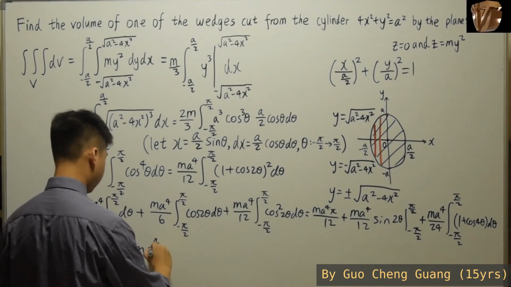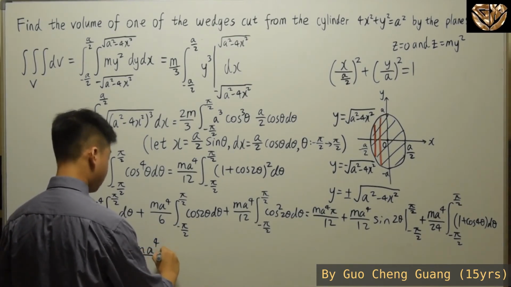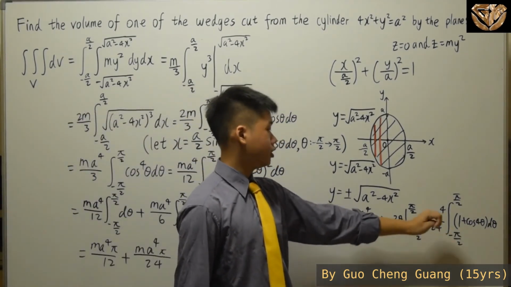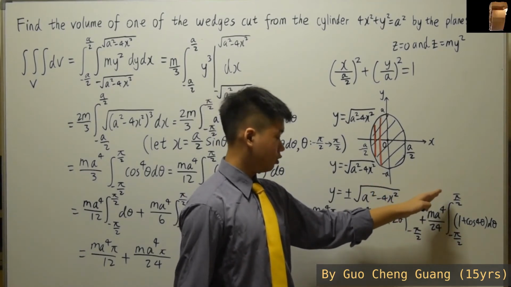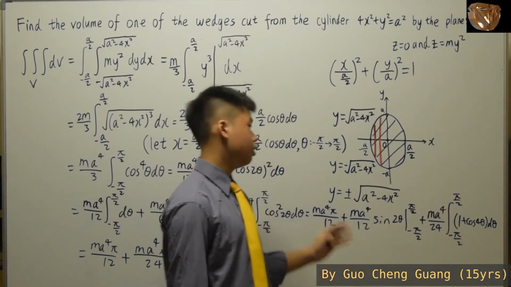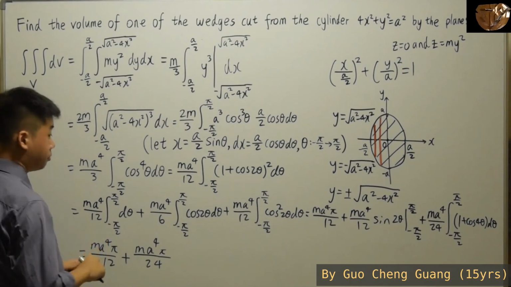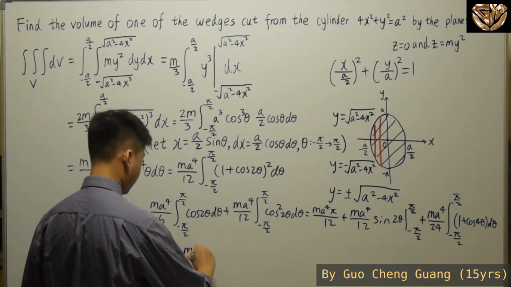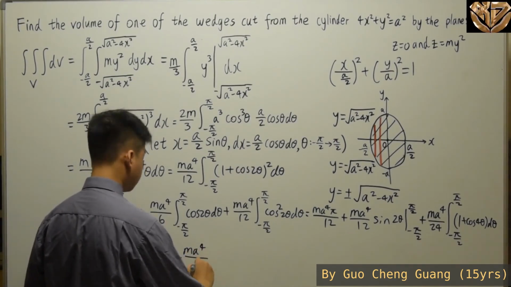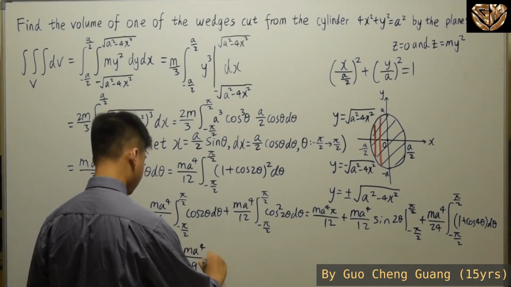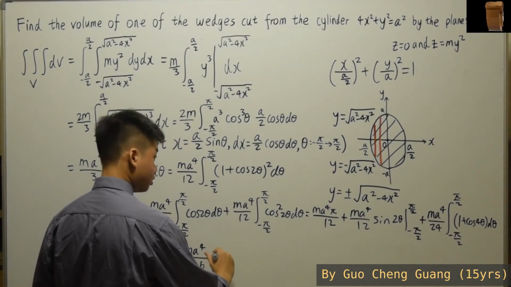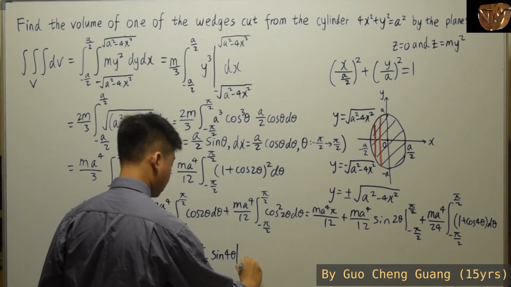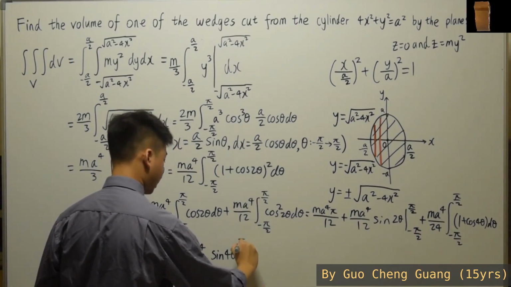to the power of 4 pi over 24. Since when you just have a d theta, you'll just have pi over 2 minus the negative half pi, which just have multiplied by pi. And the last term, we just add on ma to the power of 4 over 96 sine 4 theta, and you have to substitute in negative half pi and half pi.